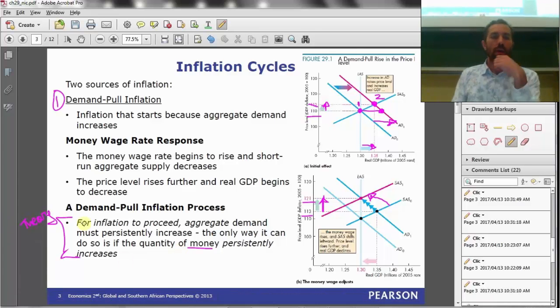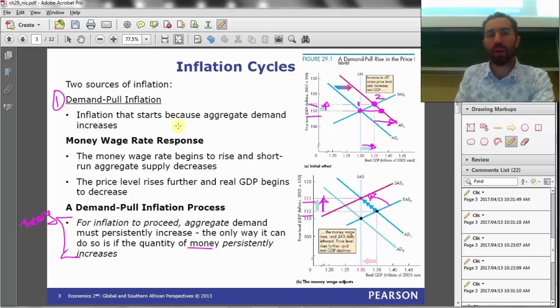Okay, so demand pull inflation. We have an increase in demand. Then we have a supply side response. Right? Then if we have a further increase in demand with another supply side response and a further increase in demand with another supply side response, we just end up with inflation, which begins with the shift in aggregate demand. So it's a demand side process. It's driven by increases in demand.